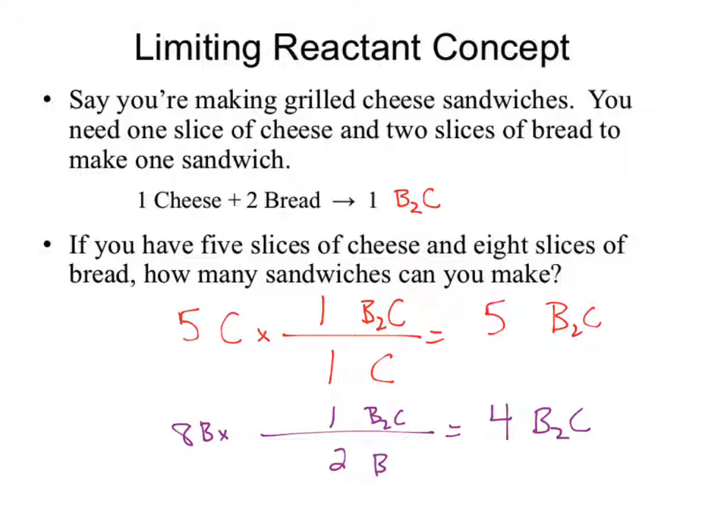So, that is our limiting reactant concept. What was our limiting reactant? What limited the number of sandwiches I could make? The bread. So bread is my limiting reactant. What would that make my cheese? The excess reagent. The thing I have extra. That's all we're really trying to do. If you have a bunch of reactants, whatever doesn't react is left over. It doesn't disappear. It's still there. It's just left over.